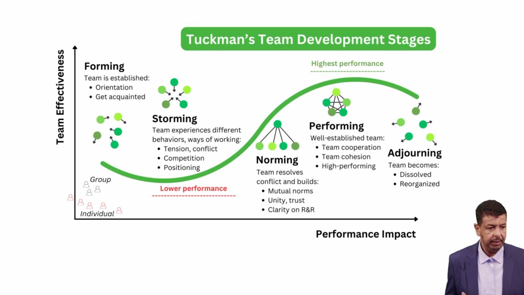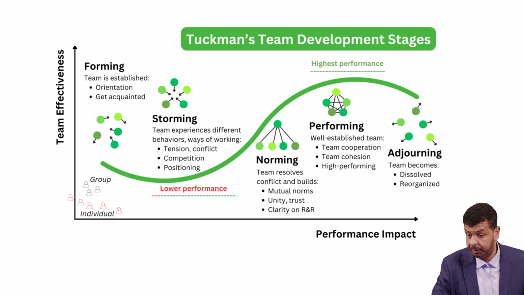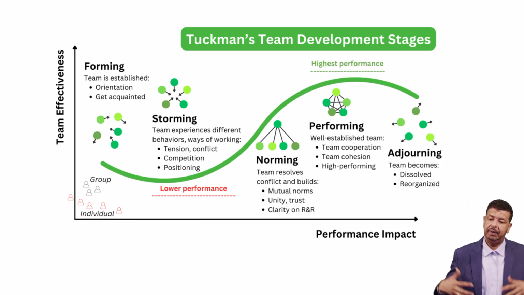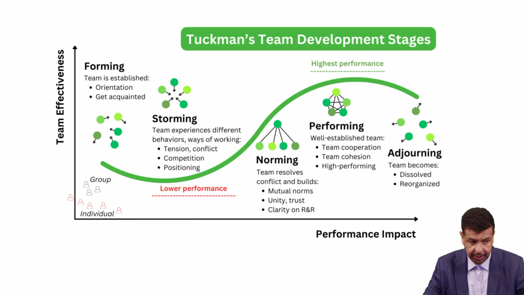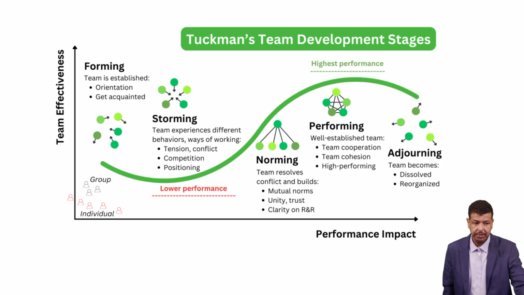Following this, performing will take place. In performing, a well-established team will be built based on team cooperation and team cohesion, and this will result in a high-performing team. And at the end, in the adjourning phase, the team becomes dissolved. We need to reorganize, celebrate success, and so on. So these are the 5 important stages.